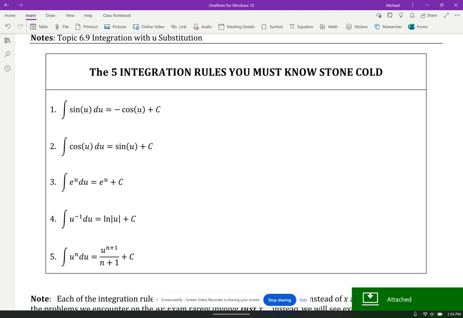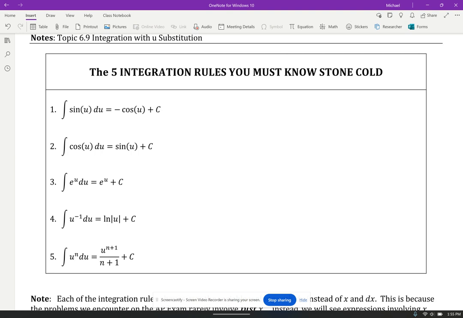We are continuing our look at antiderivatives, but we realize in this section that sometimes the antiderivative is not as easy as just reversing the formula. And so here in this first video, we're looking at a table that has 5 rules you definitely need to know off the top of your head. Can you quickly recite what the antiderivative of sine u is? That would be the negative cosine of u, plus c. What the antiderivative of cosine u is? That would be the sine u plus c. The antiderivative of e to the u du would be e to the u plus c.